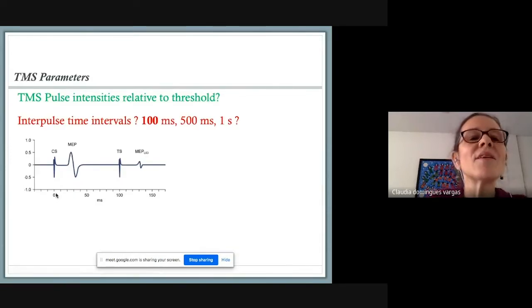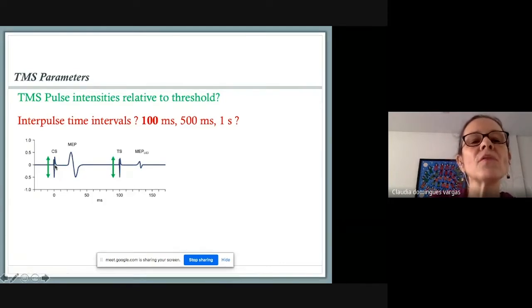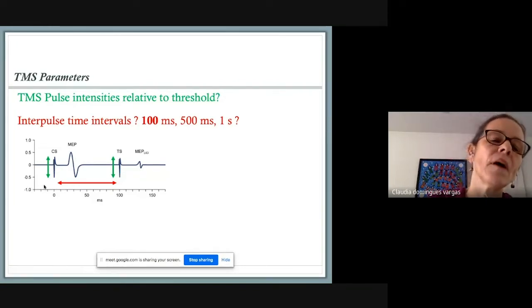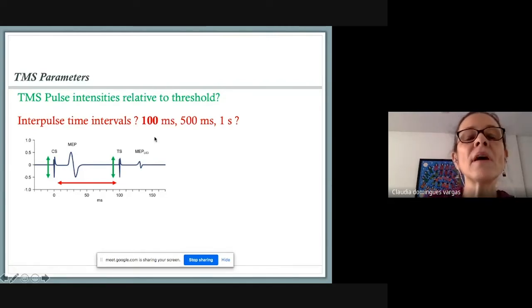Then we have to think a little bit about which TMS parameters we shall use to produce the sequence of stimuli. So we have several variables, for instance, which would be the TMS pulse intensities relative to threshold. Which will be the interpulse time intervals, so the time interval between the two stimuli, as I mentioned before. We have discussed the use of 100 milliseconds as a time interval that is shown to modulate the MEP response in a sequence of events, but it could be possible to use other time intervals, such as 500 milliseconds or 1 second, I mean, to enlarge these time intervals.